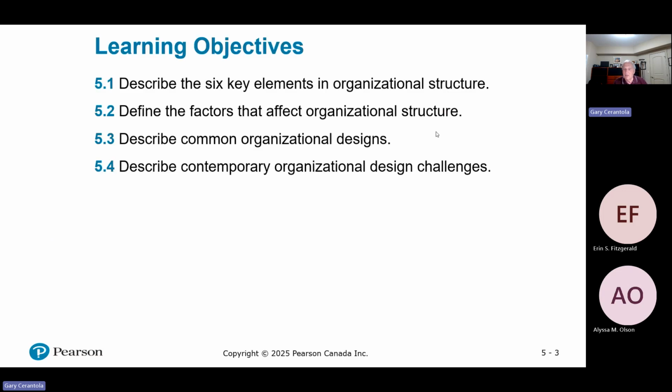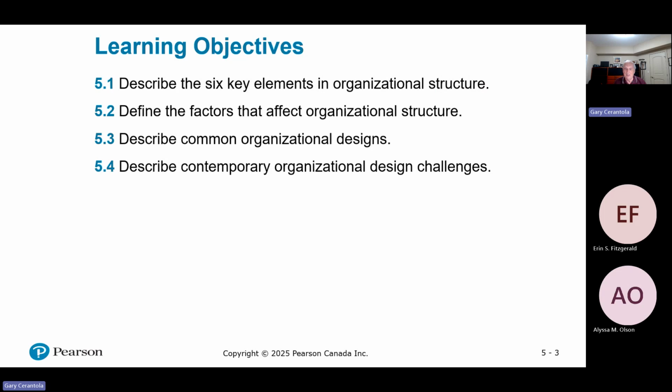Okay, so what are the learning objectives in this? It's all about the elements of organizational structure and the factors that affect organizational structure. If you have a business and the wrong structure, there's no way that you could be effective or efficient. So I'm going to talk about form follows function. You really need to know what you're going to be doing, and then you accommodate with the structure that's going to support you.